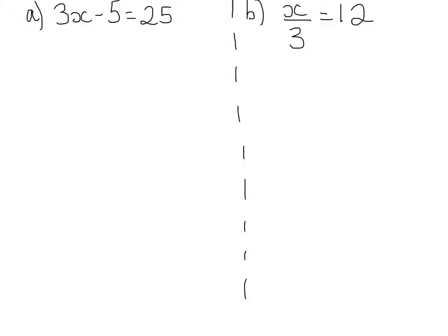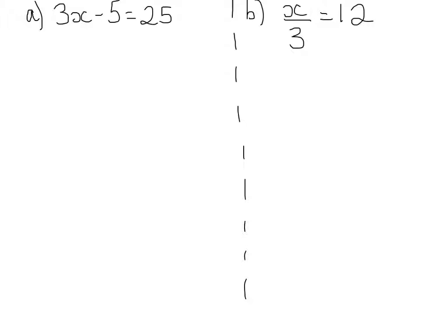Okay, so a quick revision of how to solve equations with two slightly simpler examples, A and B, and then we'll do two harder ones, which would be C and D. So we'll just revise the basic skills using two simpler examples first of all. So looking at A, we've got 3x minus 5 equals 25.